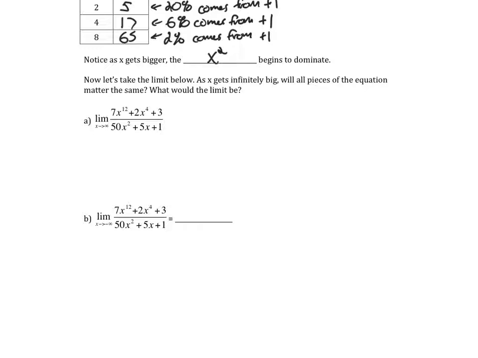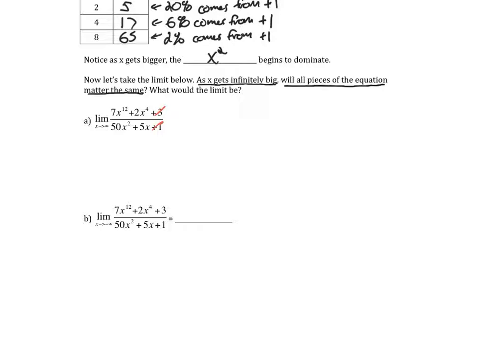All right, so this says the limit as x approaches infinity of that function. And the question I'm asking you, before we even get to the limit, is: as x gets infinitely big, will all pieces of the equation matter the same? Well, we just saw a minute ago that as we get infinitely big, the constants really do not have an impact. So when I'm evaluating the limit, you can ignore the 3 and the 1. They're not going to have an impact.